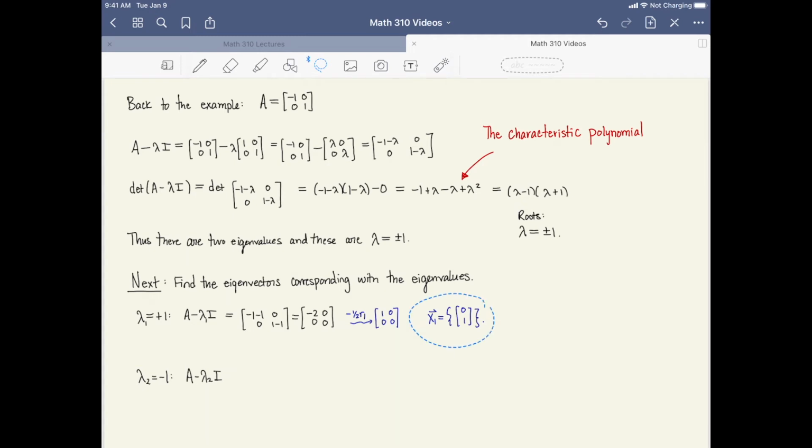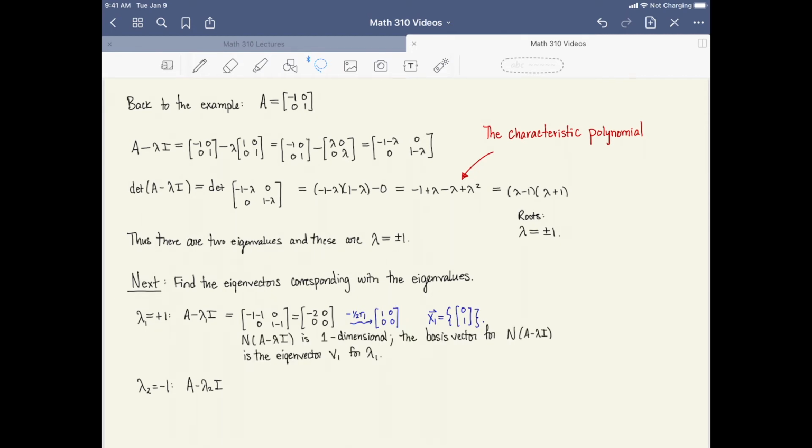You can get this vector by either analyzing the linear dependencies of the matrix, or you can convert your reduced row echelon form matrix into a system of equations and find it that way. Either way works. And what we see here is that the null space of this particular matrix, minus 2, 0, 0, 0, is one-dimensional. The basis vector is the eigenvector v1 for lambda 1.